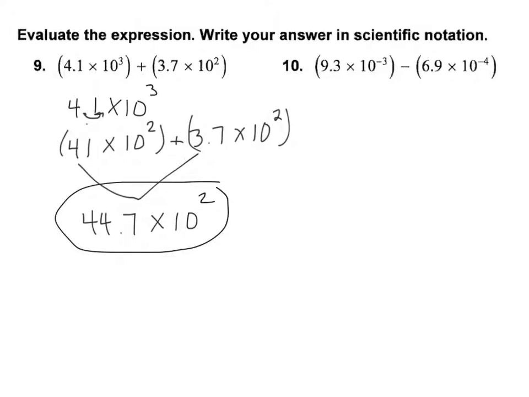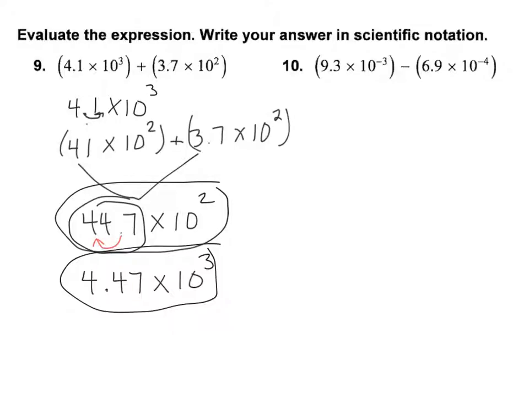But wait a second. Is 44.7 in scientific notation? And the answer is no, it's not. We're going to have to move this decimal so that it's in between 1 and 10. And to do that, we would make 44.7 into 4.47. Making this number smaller would mean that we would have to make our exponent 1 larger. So my answer would be 4.47 times 10 to the third.